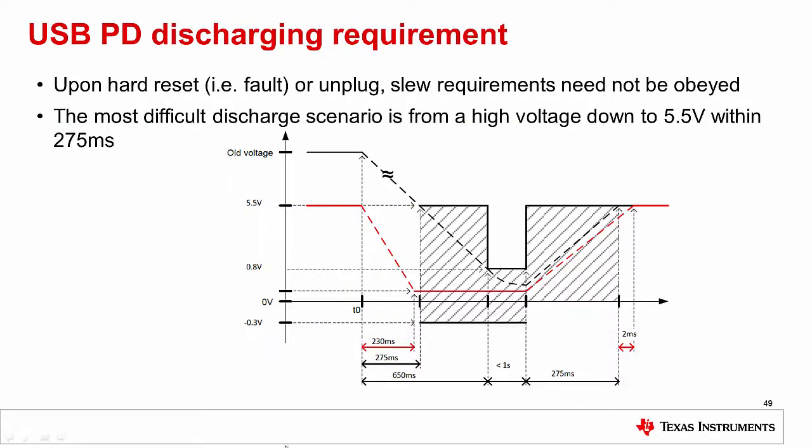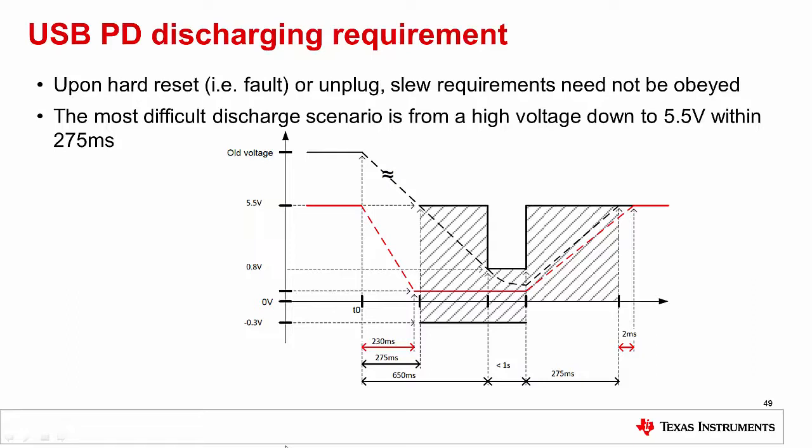As I was just saying, upon a hard reset, which happens from a fault or when you unplug, the source does need to get VBus down to 0. But the slew requirements don't have to be obeyed in that situation, so it can just turn off as fast as possible. That means the source is going to need to discharge its bulk capacitance in a lot of cases.